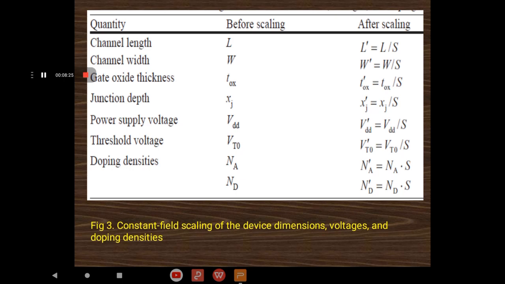Channel junction depth we can represent as XJ. Power supply voltage VDD is also decreased by a factor of S. Threshold voltage VT0, that is the threshold voltage with respect to zero bias, is also decreased by a factor of S. And NA and ND values are increased by a factor of S because we need to maintain the electric field within the device. Obviously we need to increase the doping concentrations, right? That is the most important point we have to consider here.